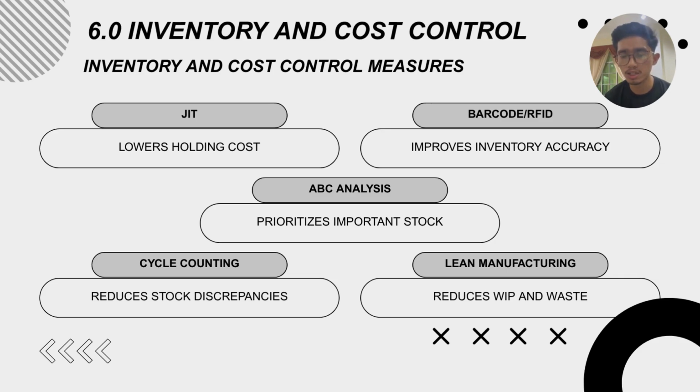In conclusion, the robotic welding system is a good investment because it has a positive NPV and IRR higher than the required return. At the same time, proper inventory and cost control measures such as JIT, barcode or RFID, ABC analysis, cycle counting, and lean manufacturing can help Innotech reduce costs, improve inventory accuracy, and strengthen profitability.